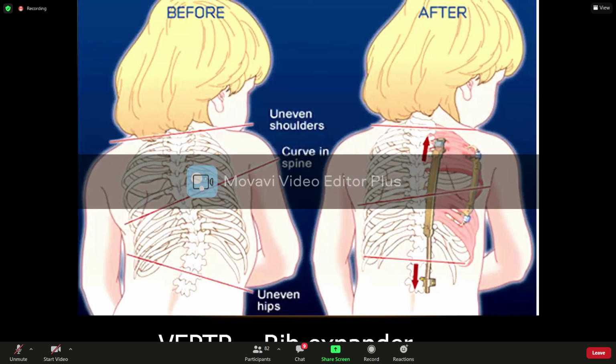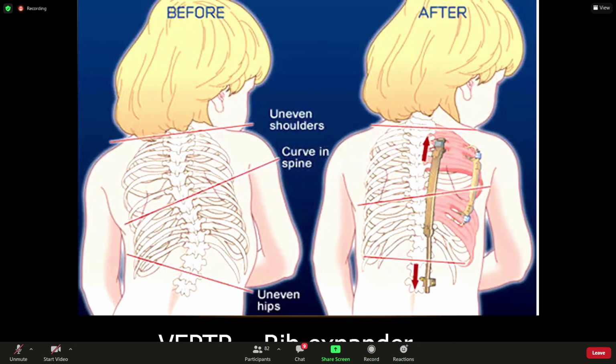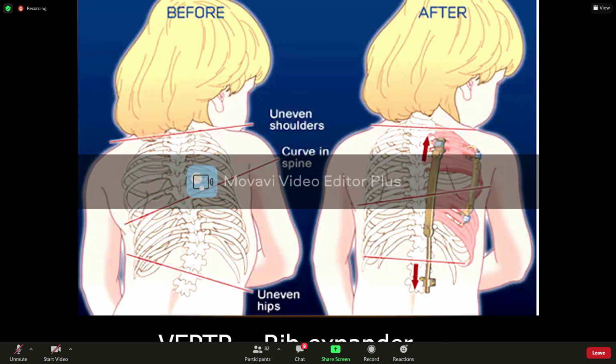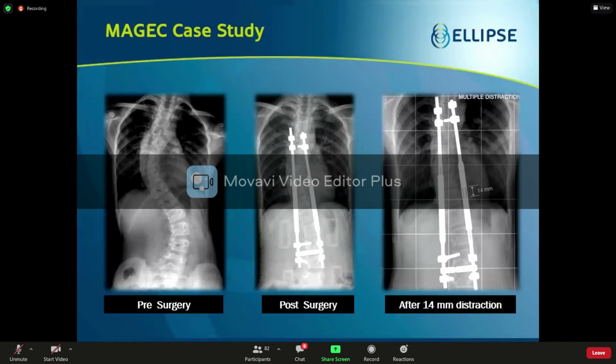This is another implant called the Vector, wherein you can actually expand the rib cage itself. So Vectors are useful in some children with congenital scoliosis. So the problem with using growing rods is they require 6 monthly lengthenings.